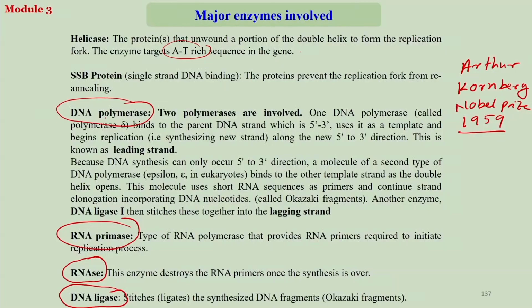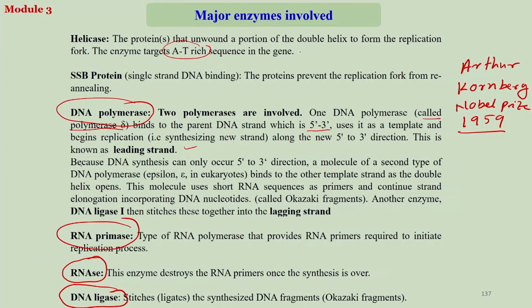DNA polymerase, 2 polymerases are involved, as we have seen. One DNA polymerase, that is known as polymerase delta, is for the leading strand. It binds to the parent DNA strand, which is in the 3 prime to 5 prime direction, uses it as a template and begins replication along the new 5 prime to 3 prime direction. This is known as the leading strand.